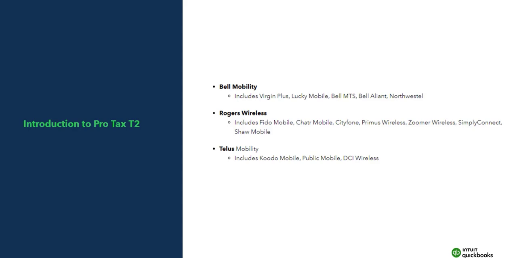One thing to note with Intuit Sign is there are only 3 major mobile carriers in Canada that are supported. So there's Bell Mobility, which includes Virgin Plus, Lucky Mobile, Bell MTS, Bell Alliant, and Northwest. For Rogers, it includes Fido Mobile, Chatter Mobile, CityPhone, Primus Wireless, Zoomer Wireless, Simply Connect, and Shaw Mobile. And TELUS Mobility, which includes Koodo Mobile, Public Mobile, and DCI Wireless. At the moment, those are the only supported phone providers. So your client must have one of those providers to be able to receive those Intuit Sign requests.